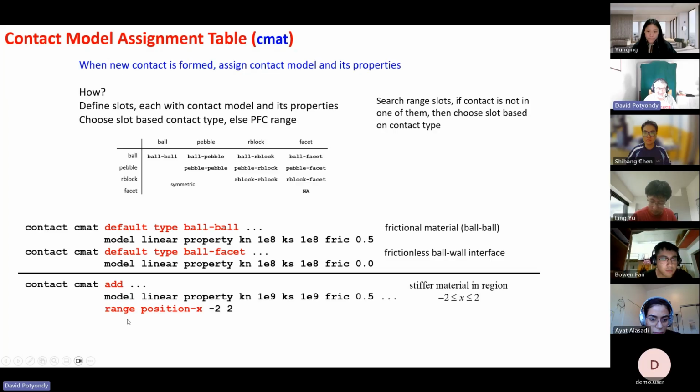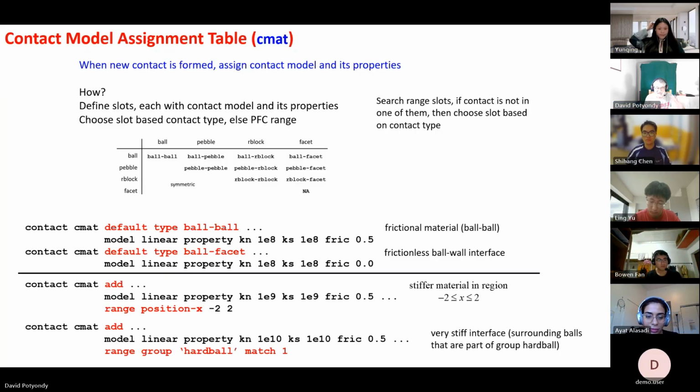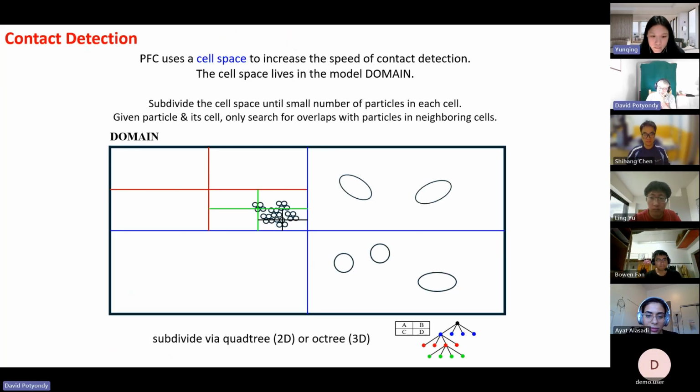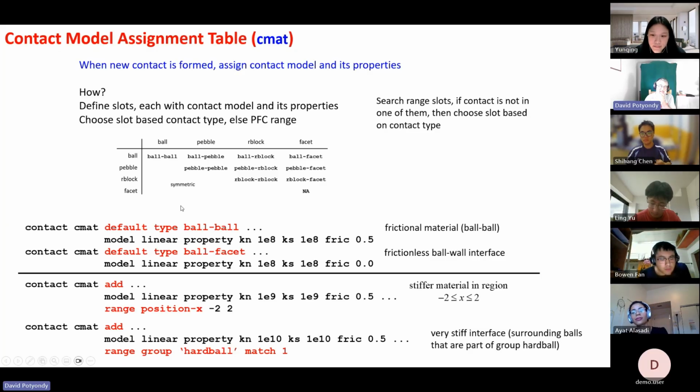This is basically telling it, in the region between -2 and 2 of the X coordinate, if you are such a thing, now do this, okay? So it's completely general, and it allows you then to handle these complicated cases, which are often what people are doing in these PFC models, okay? Let's not worry about this. You can do even more stuff, okay? Okay, does that make general sense, this contact model assignment table at the high level?